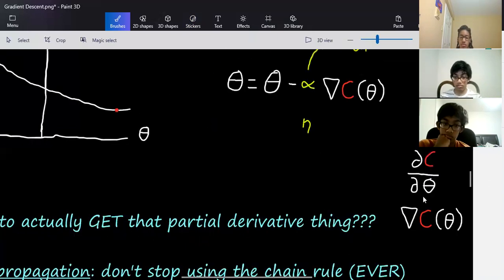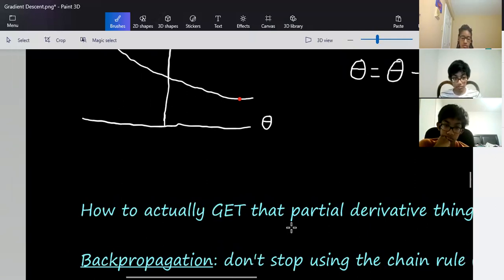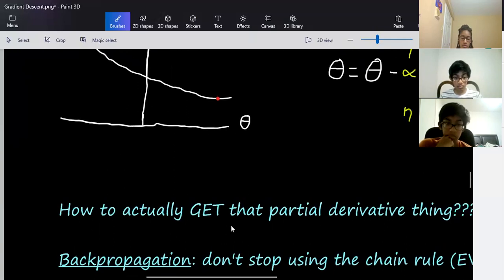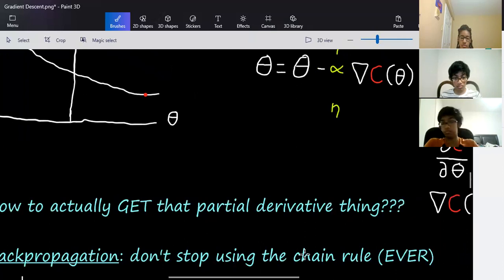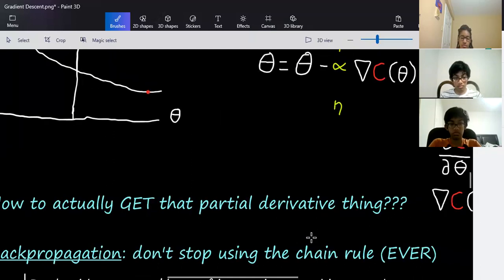So how do we get these things? The way we do that is a very famous, or rather infamous, based on my prior experiences, algorithm called backpropagation. If you go on YouTube, it's very irritatingly confusing. However, I think I've explained it pretty simply here. Backpropagation just means don't stop using the chain rule ever. Never stop using the chain rule. That's all you do. So if you don't remember how backpropagation works, that's just it. It's just using the chain rule.